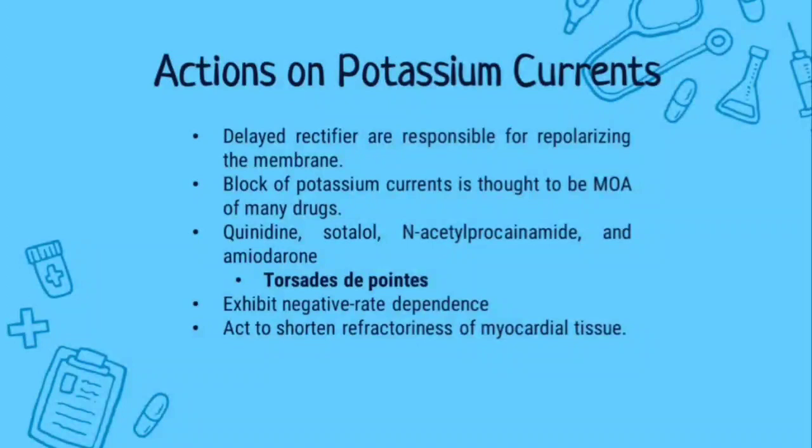Torsades de pointes is French for twisting of points and refers to when the heart's two lower chambers, or ventricles, beat faster than the upper chambers, which are known as the atria.